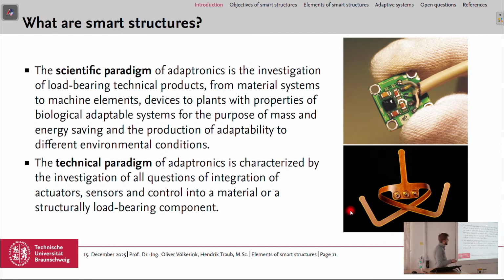And here, for example, we see a complex shaped piezoceramic actuator. We will learn more the day after tomorrow, I think.